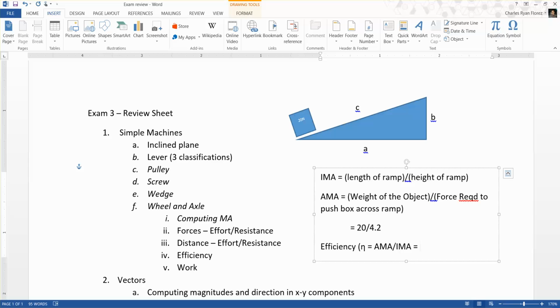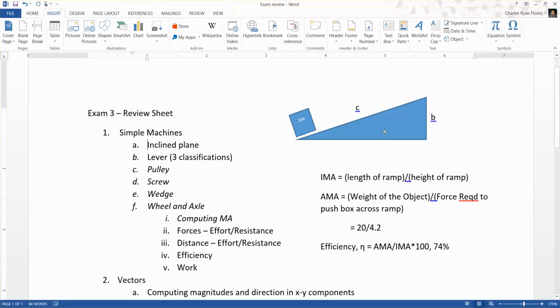So in our case we got, I think, 0.7 something. If you wanted it as a percentage, you just multiply it by 100, right? So we'd get, I think, 74% in class. I can't remember exactly. But efficiency is denoted as this: eta is equal to AMA divided by IMA. Okay, I'll delete this stuff here now.